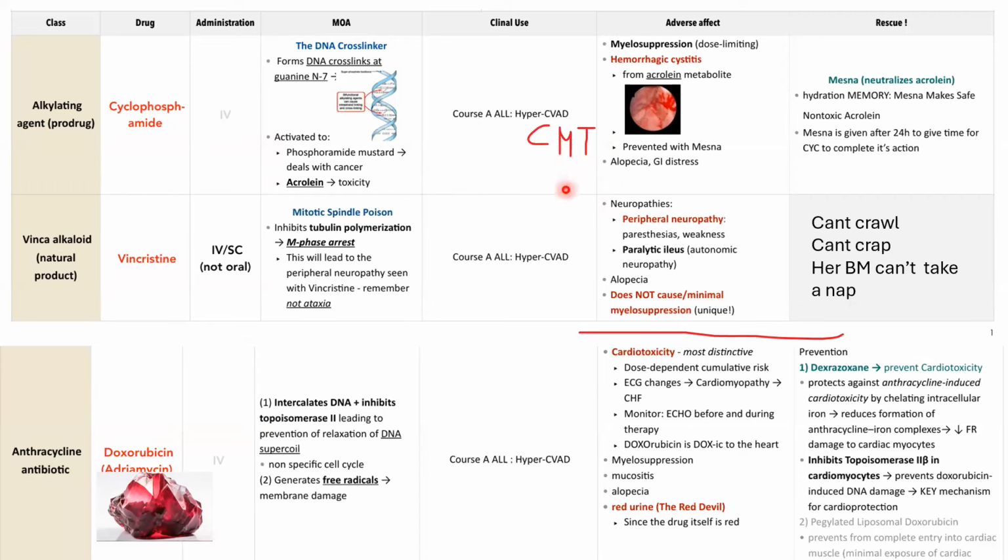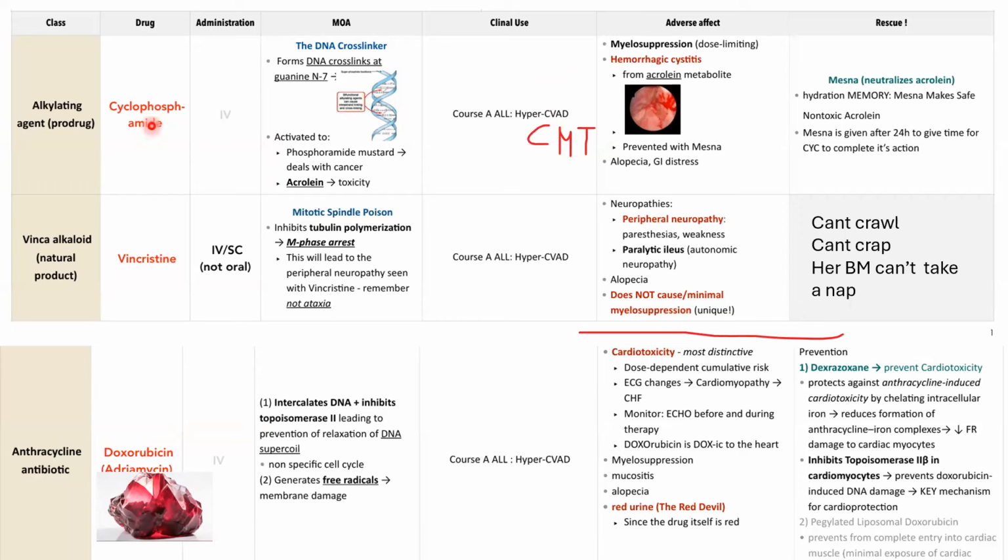Now, I always use this, and till now it makes me remember these drugs. So the C in CVAD, the cyclophosphamide, cross-links, so match the C with the C. The V in vincristine works on mitosis, and the A, which is the adriamycin or doxorubicin, works on topoisomerase. So this is a way to kind of clear out your thoughts. Now, let's go into detail for each one.